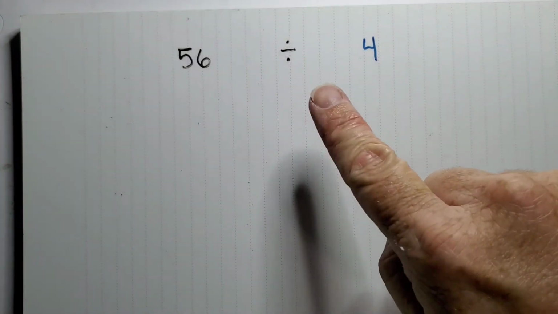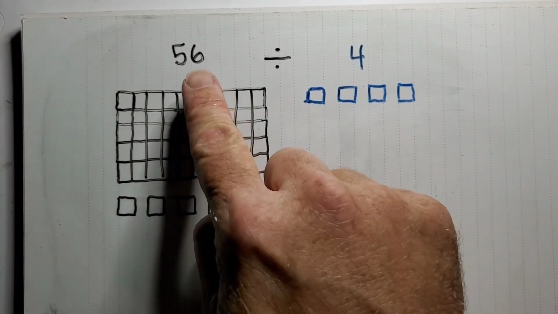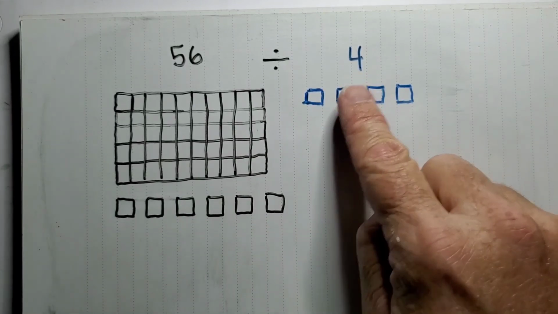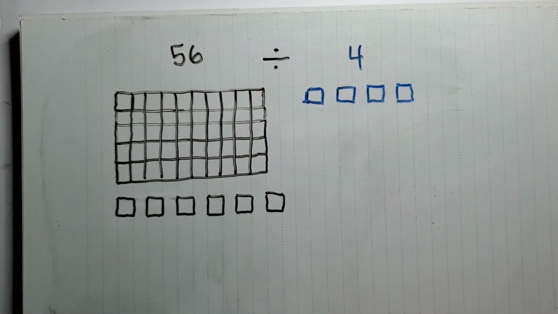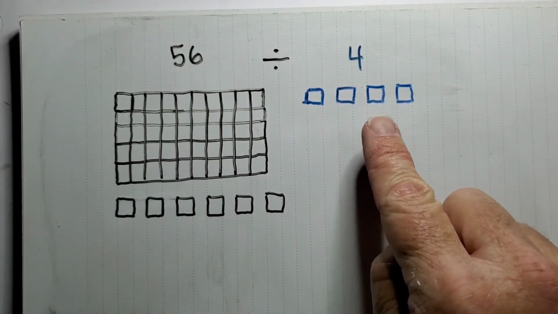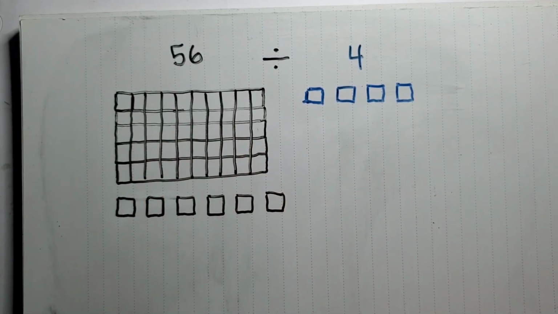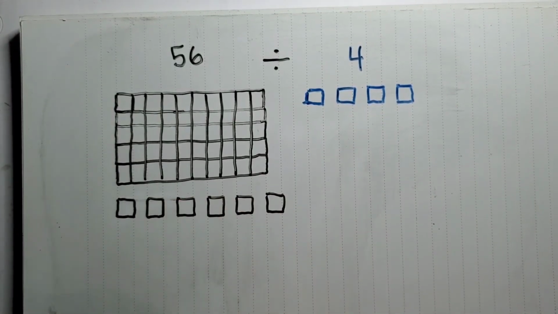Check this out. Let's start with 56 divided by 4. Let's represent this as a picture. In this picture, we can see that 56 is made up of 5 tens and 6 ones, and 4 is just 4 ones. And what this division problem is really asking us is how many of these 4s can be placed inside this 56. So let's take a look at how many times we can take 4 in this 56.